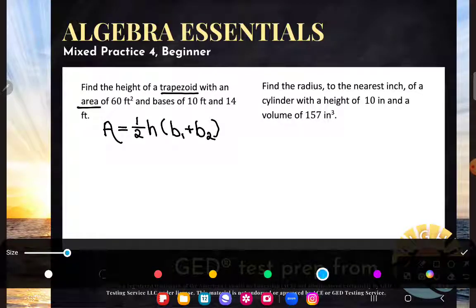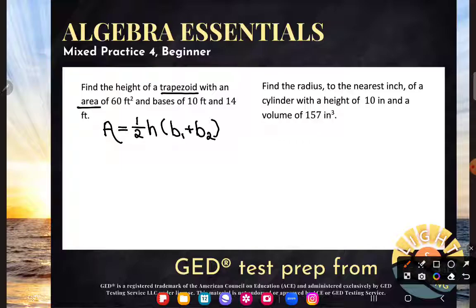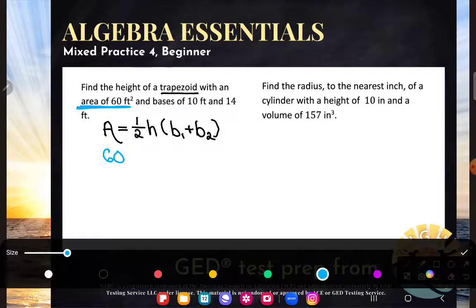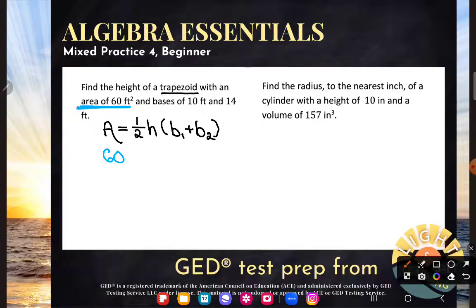Okay, after the formula, we put in the information we know. So what do we know? We know it has an area of 60 square feet, but you don't need the unit when we plug in. Area is A, so I'm going to trade out the A for 60, and that's going to be equivalent to, don't lose your 1/2, you guys, even if you hate it. Next thing in my formula is an H. Oh, H is what we're finding, so we'll leave that an H.